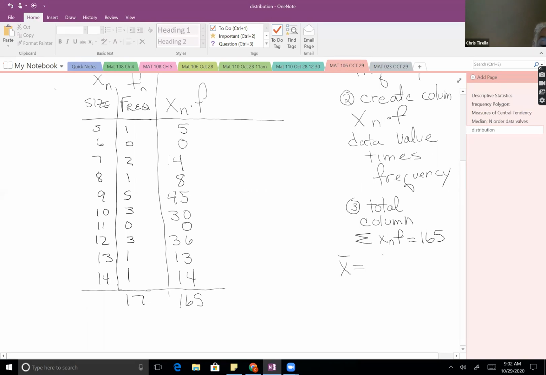And so we'll say the mean is the total of that product, I'm sorry, that's X again. Let me try that again. Divided by my sample size. So if I considered all 17 people, when I add up the sum of the shoe sizes, it is 165. And so I'll take that 165 and divide it by 17, and I'll get the average size was 9.7.